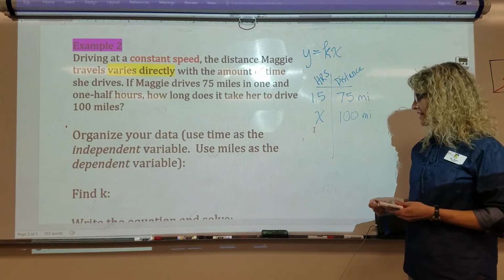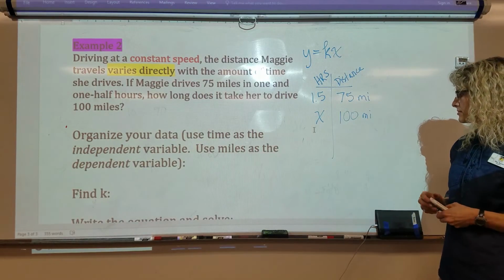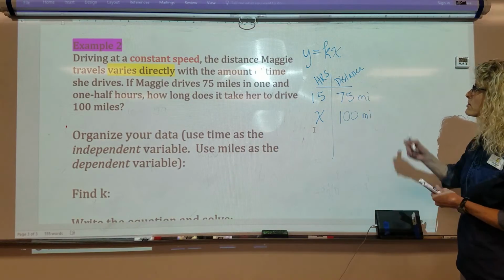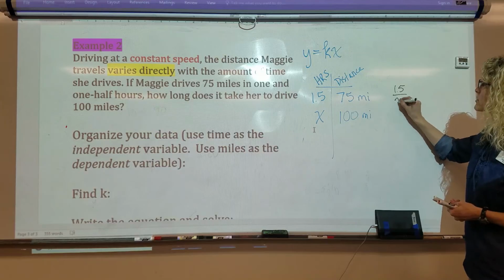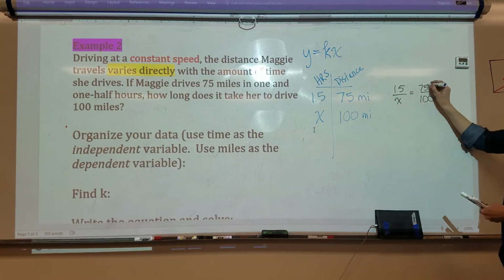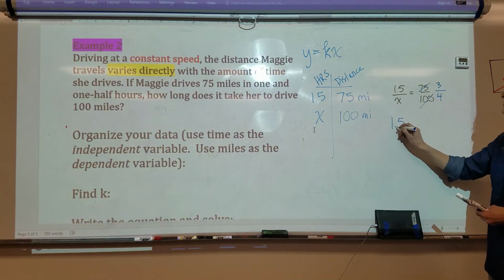Whenever I see this, I think, okay, so 75 to 100 is 3/4, and so 1.5 to... So yeah, and so 0.5 to... Okay. So then you would just solve that.